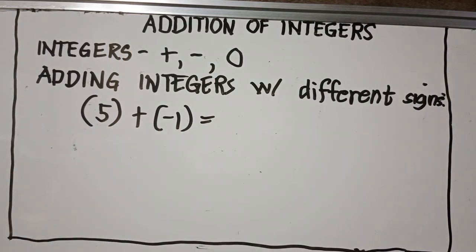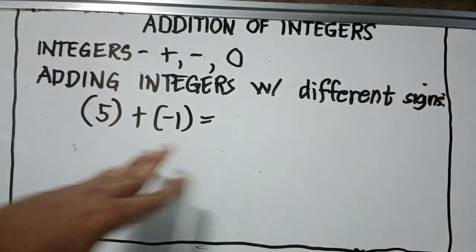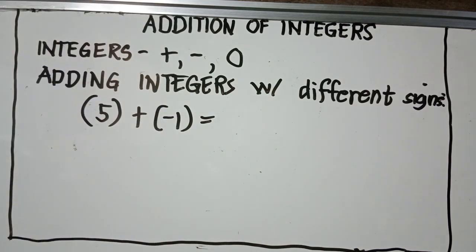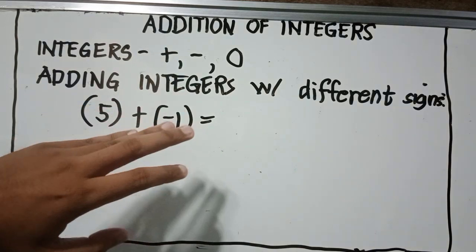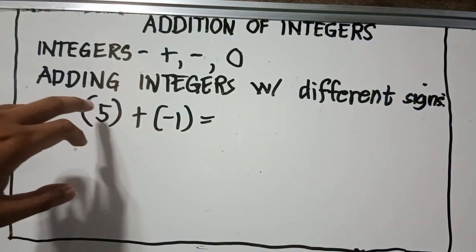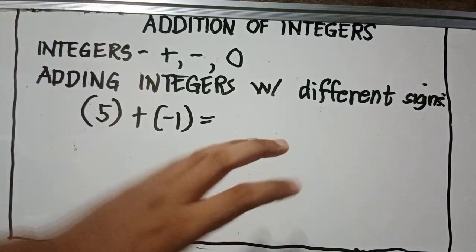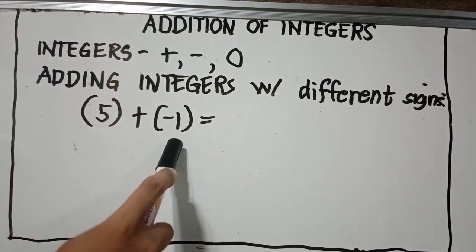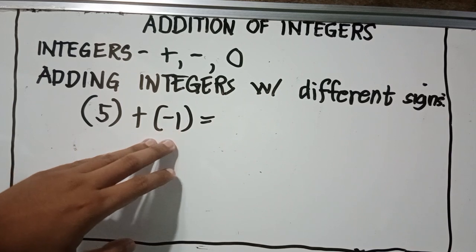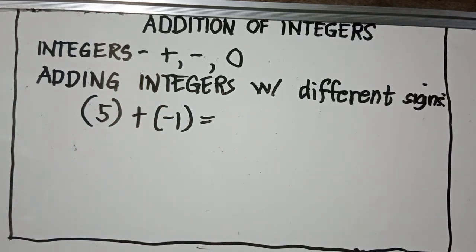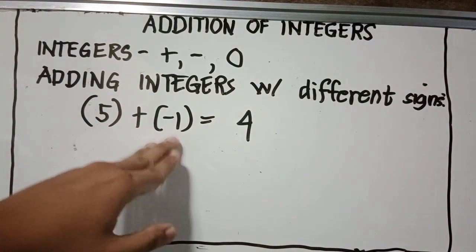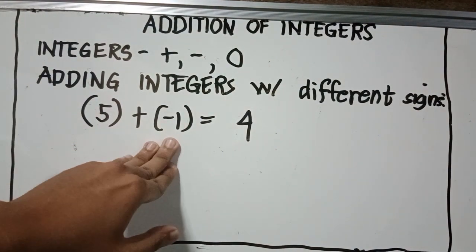Bear in mind that in adding integers with different signs, you simply subtract the numbers. Let's neglect first the sign of each of the integers. Say, this is positive and this is negative. Let's neglect that first, and simply subtract. That's 5 minus 1, that's 4. Right? 5 minus 1 is 4. So you put 4 and then you affix the sign of the integer with greater absolute value.